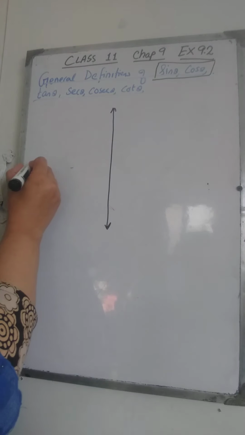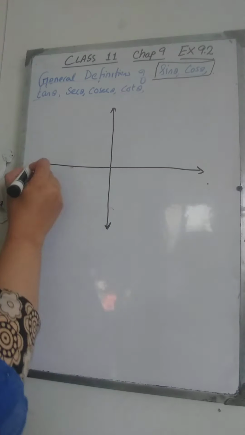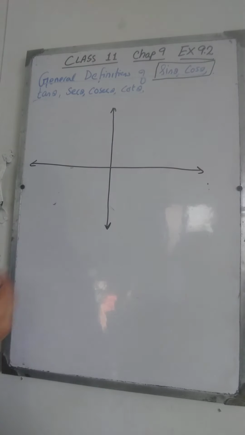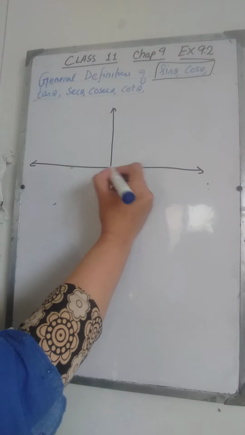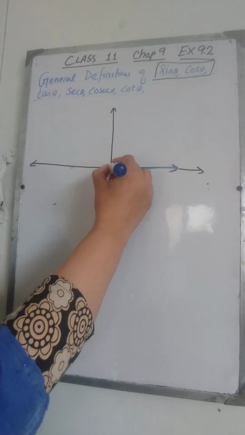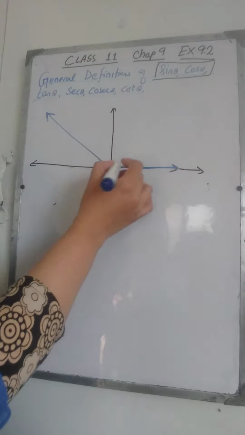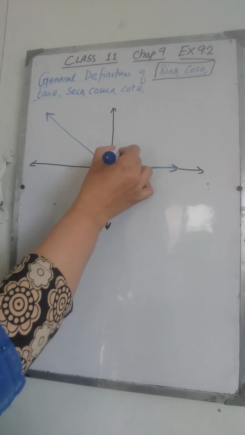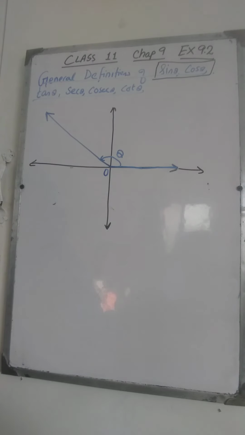This is the coordinate axis, and suppose we have an angle theta, and suppose that we have placed it in a standard position. Let it be angle theta. Now in order to define sine theta and cos theta, first of all we will take a point on its terminal ray. What is the terminal ray of an angle?